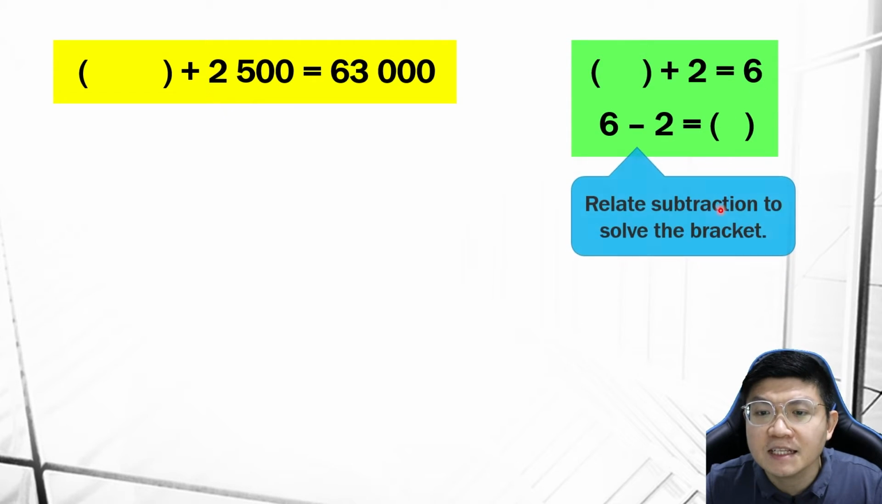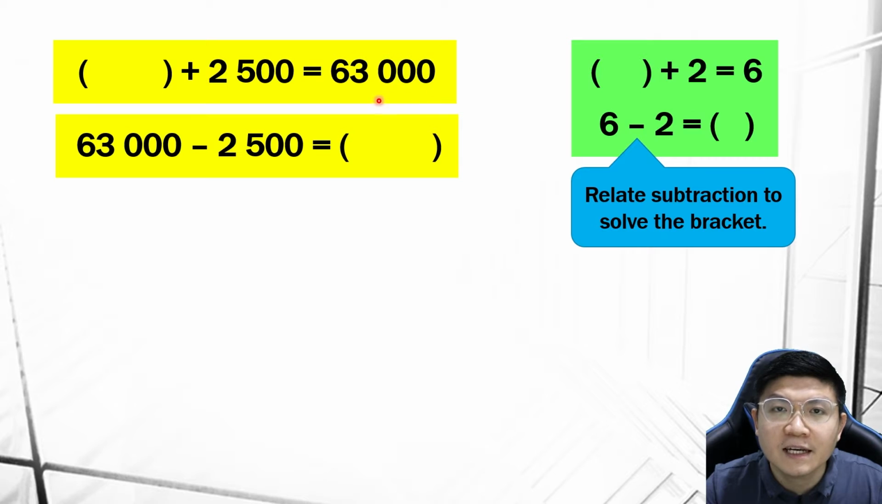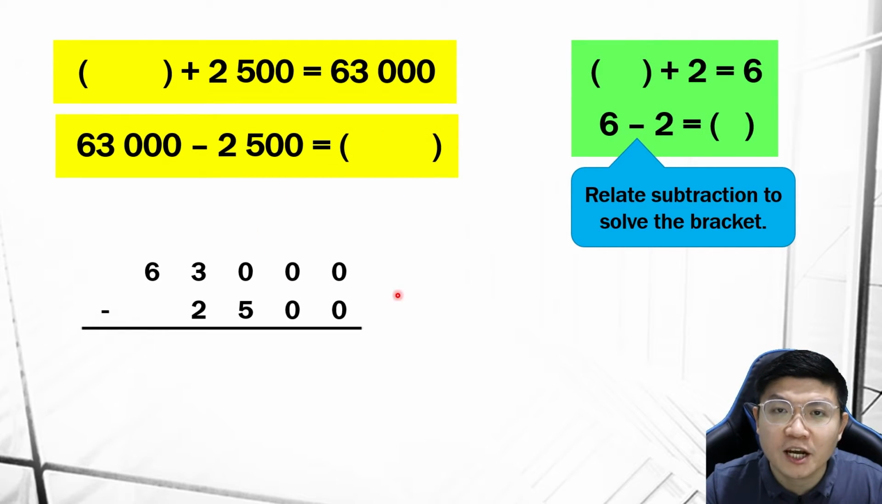You can relate subtraction here. You relate subtraction to solve the bracket. By taking the total here, 6, you minus 2. Then you can get the bracket. Same goes to here. You are taking 63,000 and you minus 2,500 in order to get the bracket. So I arrange them according to the placement of digit. Now, starting from ones here, 0 minus 0, which is 0. 0 minus 0, which is 0.